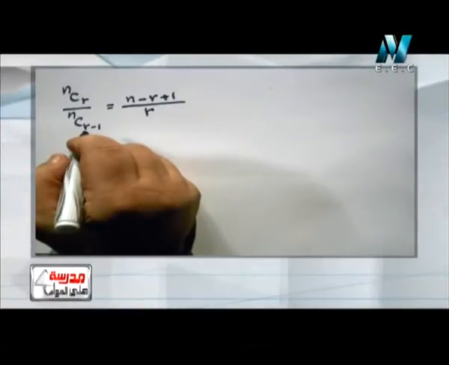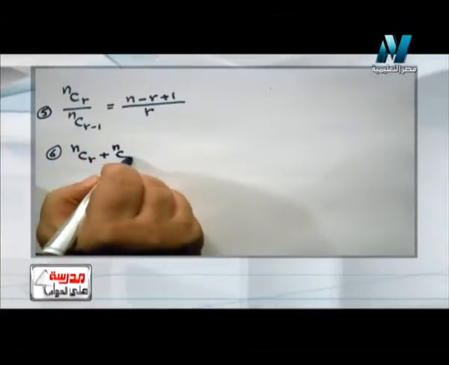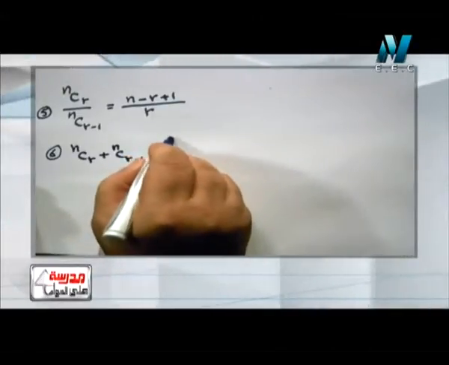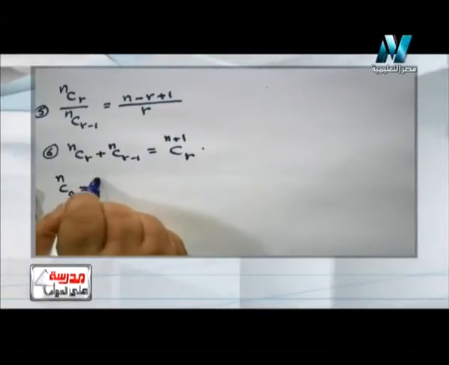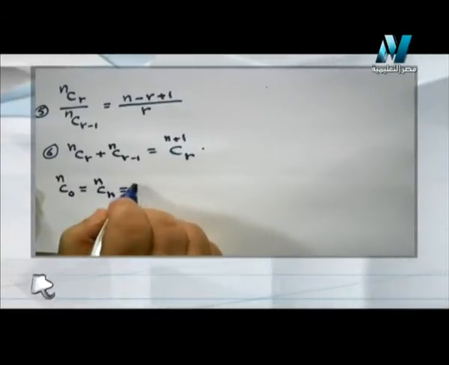We use this as a law, but we have to prove it. Number 6, nCr plus nC r minus 1 equals n plus 1 Cr, and we use this in solving some examples. And finally, we have nC0 equals nCn, and those are equal to 1. These are the laws of combination.